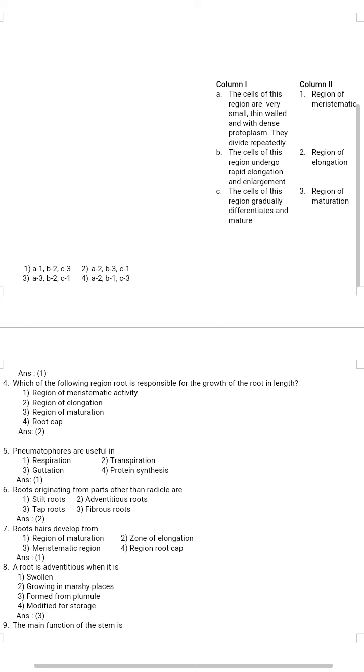Next, the cells of this region undergo rapid elongation and enlargement. It is nothing but region of elongation. Correct. Next, the cells of this region gradually differentiate and mature. It is nothing but region of maturation. So all of A, B, C exactly match 1, 2, 3 in column 2. So the correct option is option 1 for this question.